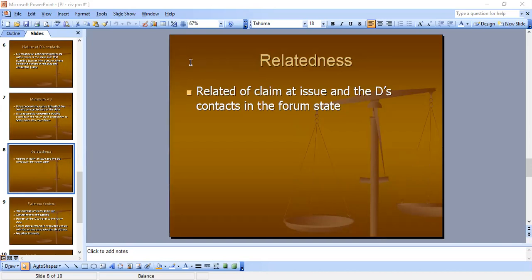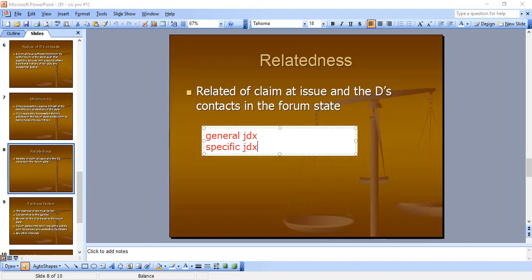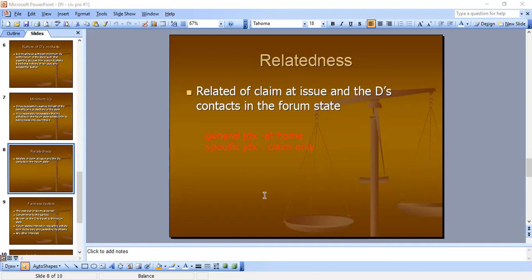So we should have put these on here. There's general jurisdiction, and then there's specific. Okay. General is basically at home in the forum state. And then specific jurisdiction is when the claim is directly related to the defendant's contact with the forum state, you will have specific jurisdiction for that claim only. So for that claim only. Okay, so you do have to write on those too.